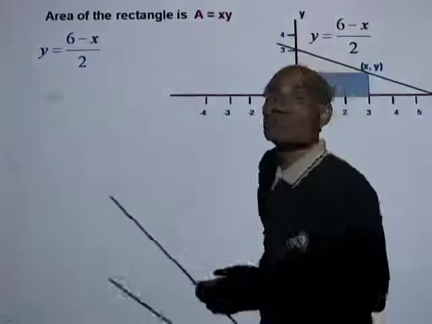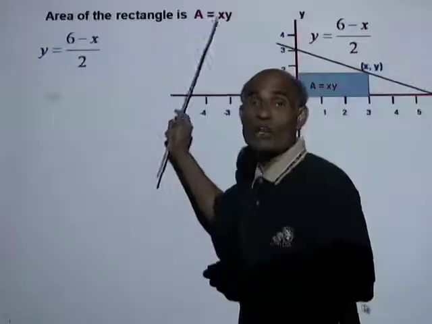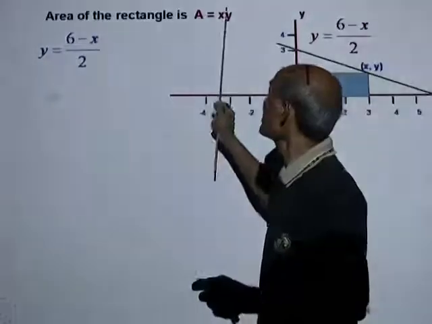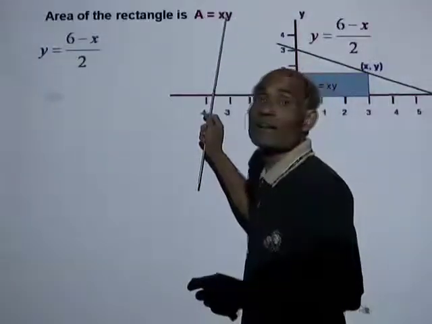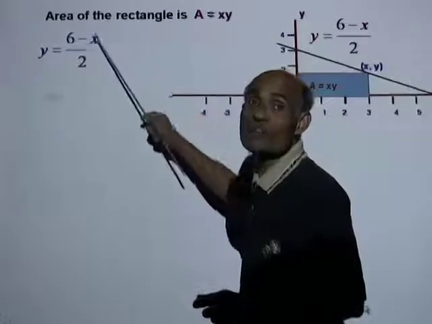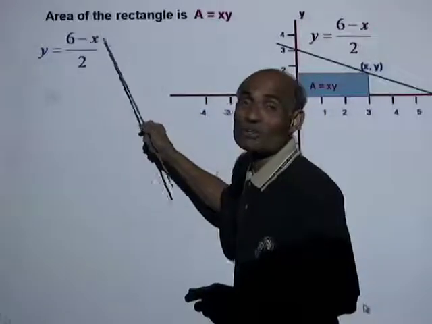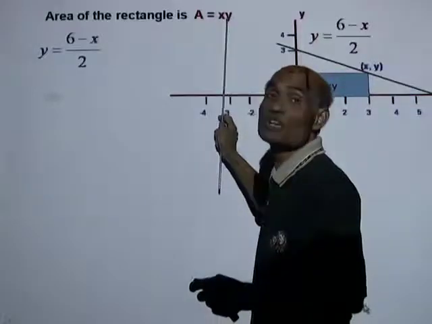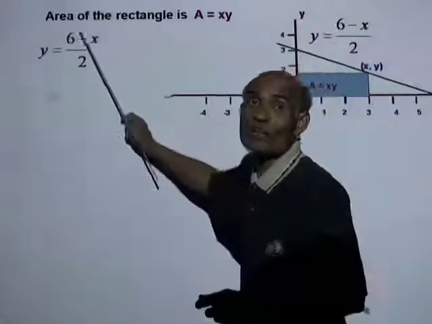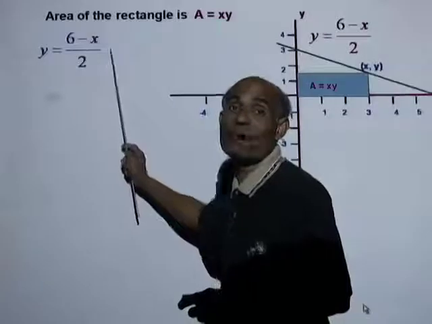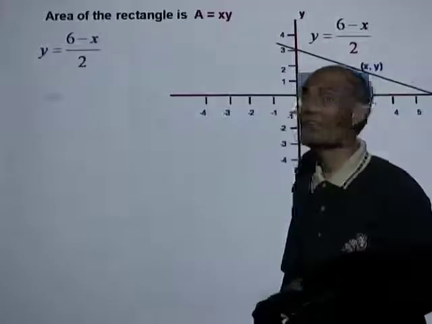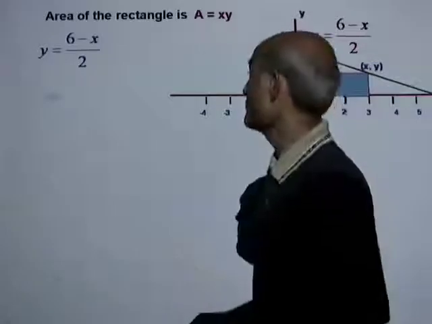Well, as we did before, you cannot handle a function with two variables. It means we need to eliminate one in terms of the other, which we already know. So what we need to do is replace this y in the equation for the area with this value of y that is given, y equal to 6 minus x over 2. So let's do that.